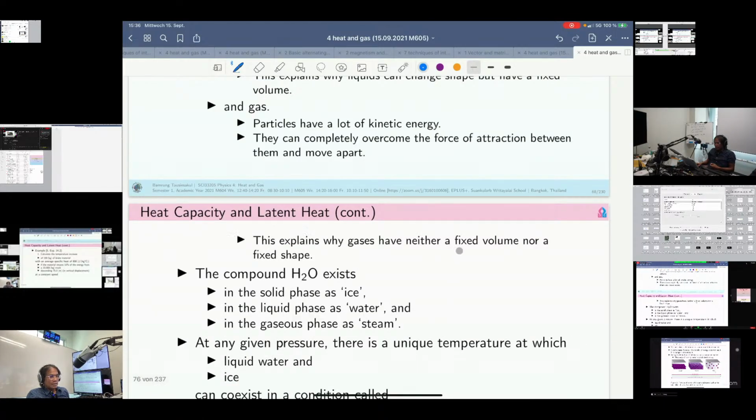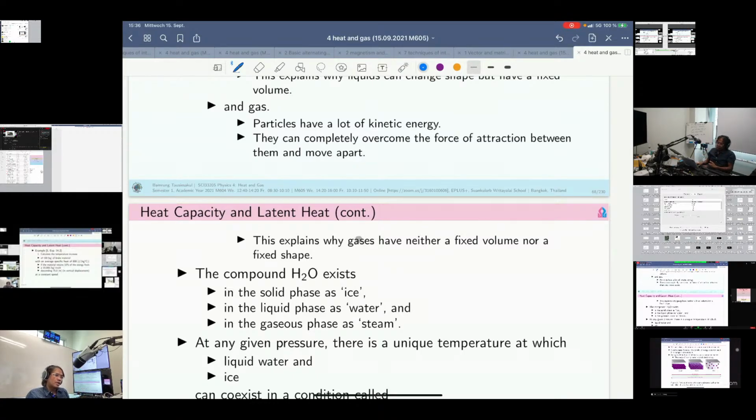These explain why gases have neither a fixed volume nor a fixed shape. It depends on the container used to keep the gas. If you use a bottle, the gas will have that shape. If you use any type of container, the gas will take that shape.